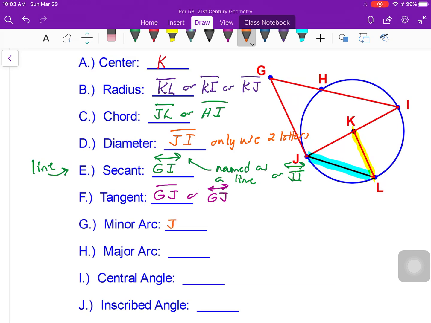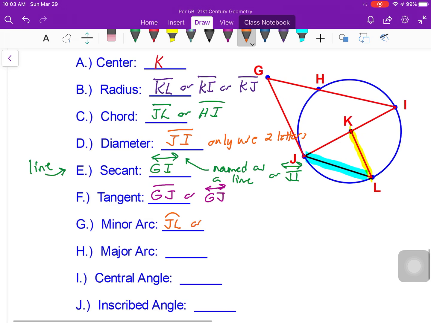A minor arc. Now, a minor arc has to be less than half of a circle. So I could use J to L, and I have to put the arc symbol over the top. Or I could say L to I. Or I could say H to I. Or I could say J to H. Any one of those would work.